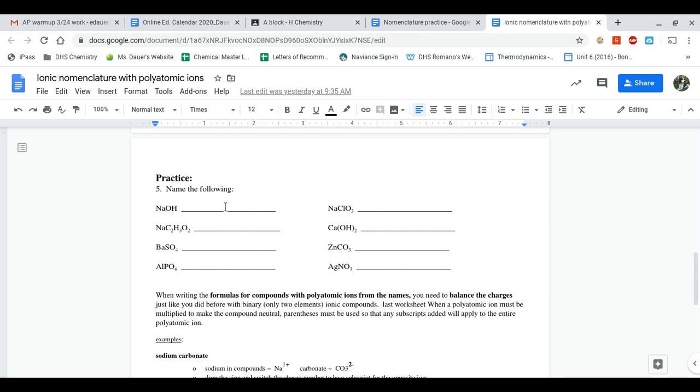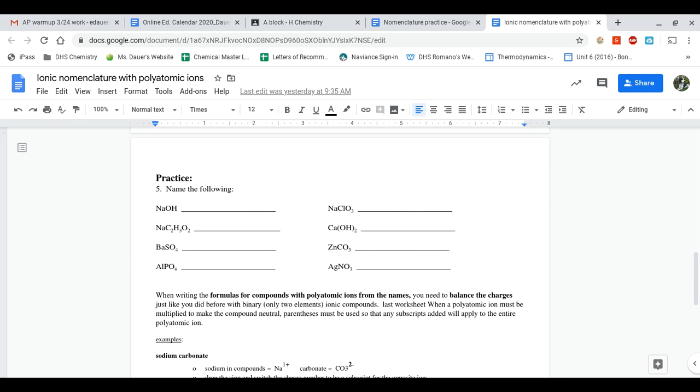First one here, NaOH, this is sodium hydroxide. NaC2H3O2, sodium acetate. BaSO4, barium sulfate. AlPO4, this is one of my favorites. I used to have a license plate, I don't anymore, but I used to have a license plate that had this on it. Not like on purpose, but anyways, this is aluminum phosphate. NaClO3, this is sodium chlorate. Ca(OH)2, this is calcium hydroxide.